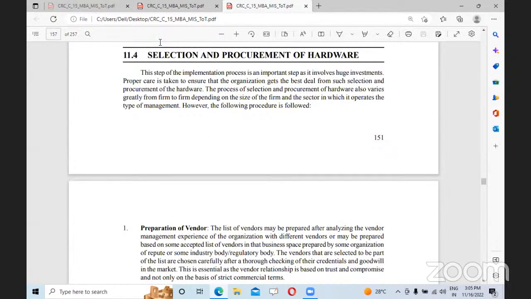Next one is selection and procurement of hardware. This step of the implementation process is an important step involving huge investments. Proper care is taken to ensure that the organization gets the best deal from the selection and procurement of the hardware. The process of selection and procurement of hardware also varies greatly from firm to firm, depending on the size of the firm and the sector in which it operates, and the types of management. However, the following procedure is followed.